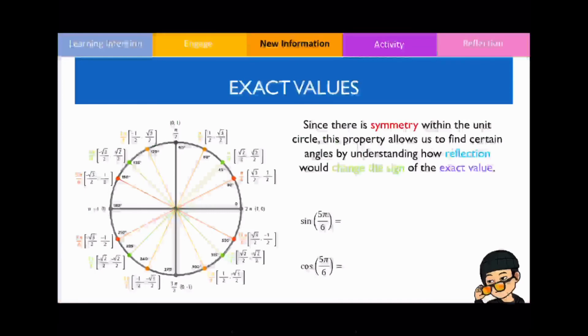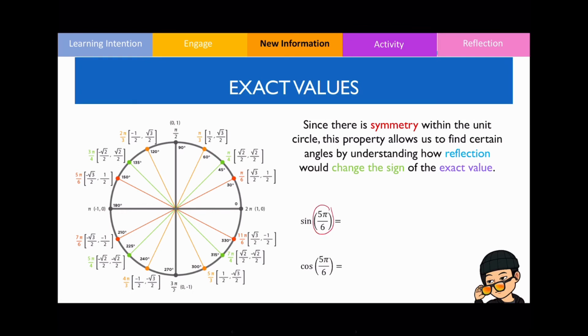Because there is symmetry within the unit circle itself, we know that a circle is a symmetrical shape. This property will allow us to find the exact values of certain angles by understanding how reflection changes the sign for that particular exact value. That probably didn't make any sense at all, so let's go through some examples. Okay, so in this case, let's just take 5 pi on 6 as an example.